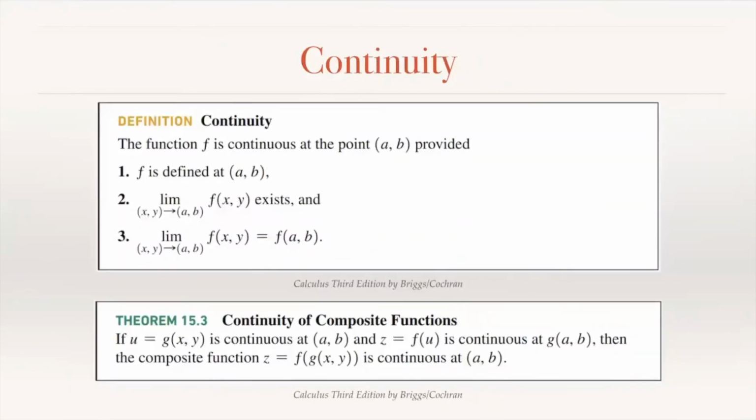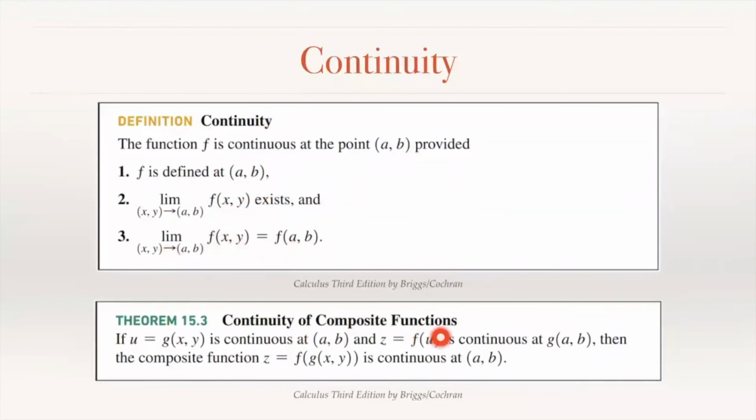Now, continuity. This is actually the same definition of continuity from Calc 1, as is the theme. A function f is continuous at a point (a, b), provided that f is defined at (a, b), the limit exists, and the limit of f of (x, y) is f of (a, b). So in other words, you can evaluate the limit by just plugging in the point. We implicitly used this in a previous example. So the key takeaway: continuity means that you can evaluate limits by just plugging in the point directly.